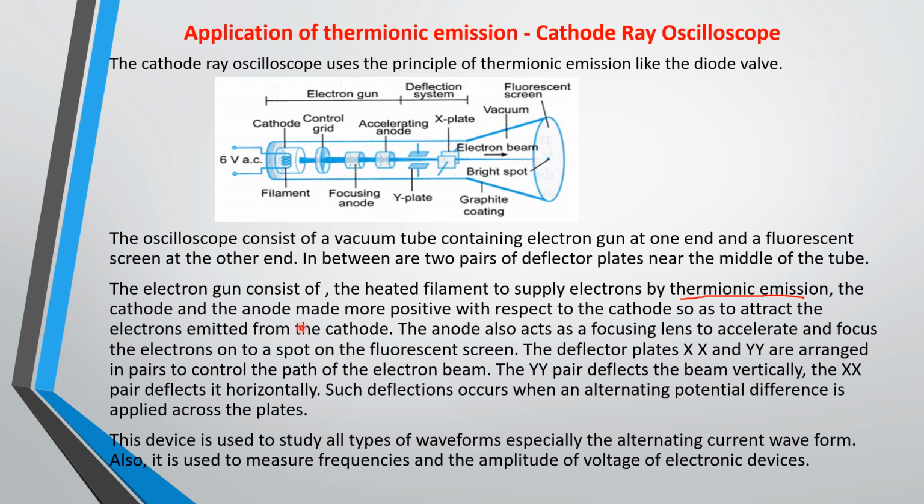So this is how the cathode ray oscilloscope works. The device is used to study all types of waveform, especially the alternating current waveform. Also, it is used to measure frequencies and the amplitude of voltage of electronic devices. It uses the principle of thermionic emission. So we've mentioned two devices that use the principle of thermionic emission: the diode valve and the cathode ray oscilloscope.